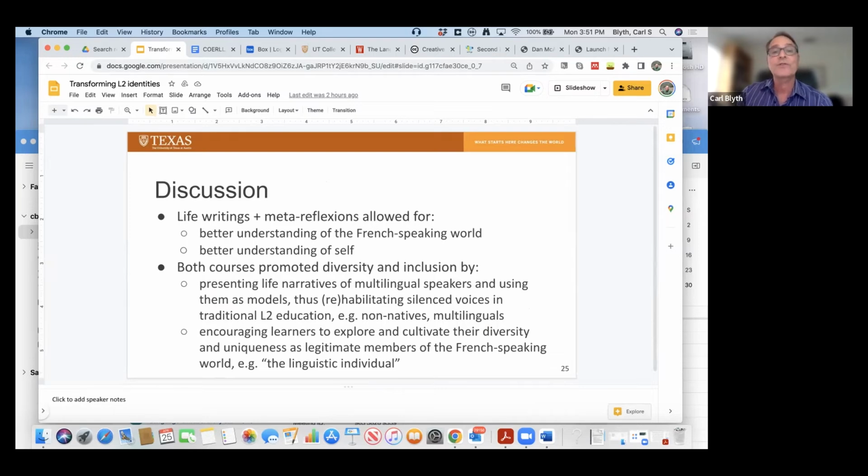And that was a better understanding of the French-speaking world. They started focusing on not only dialectal differences, sociolectal differences, but even personalities and how people are linguistic individuals also in the target language, something that really they hadn't thought about before. It also led to a much better understanding of themselves.